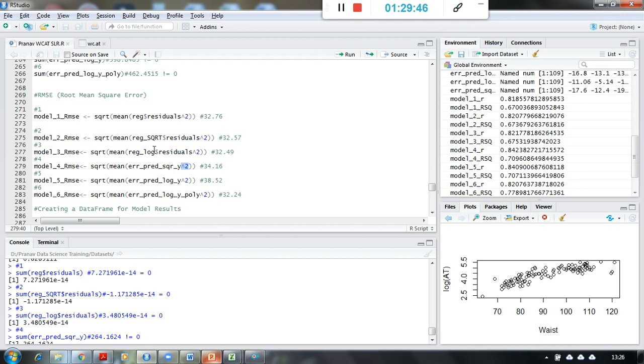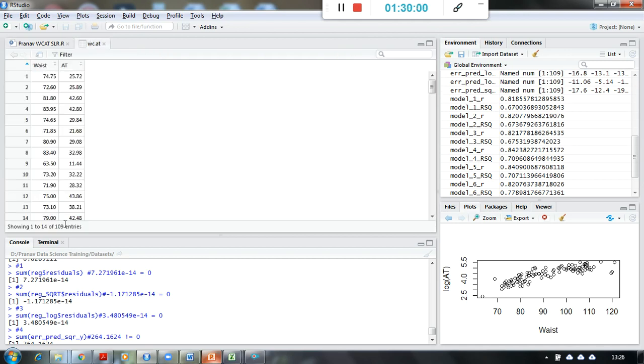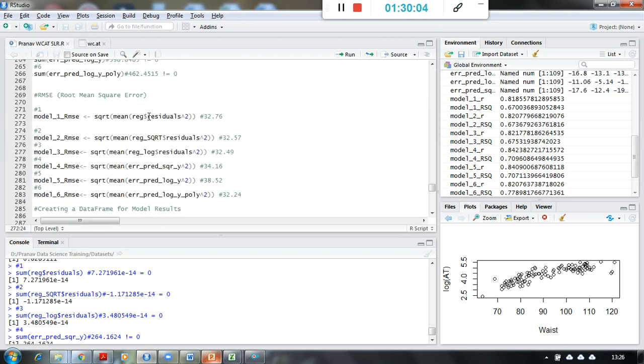So I am taking the square of the errors here, and then taking the average of all those squared values. After taking the average, how many observations do we have? 109 observations, right? So when I get residuals, I get 109 different residuals, one for every observation.